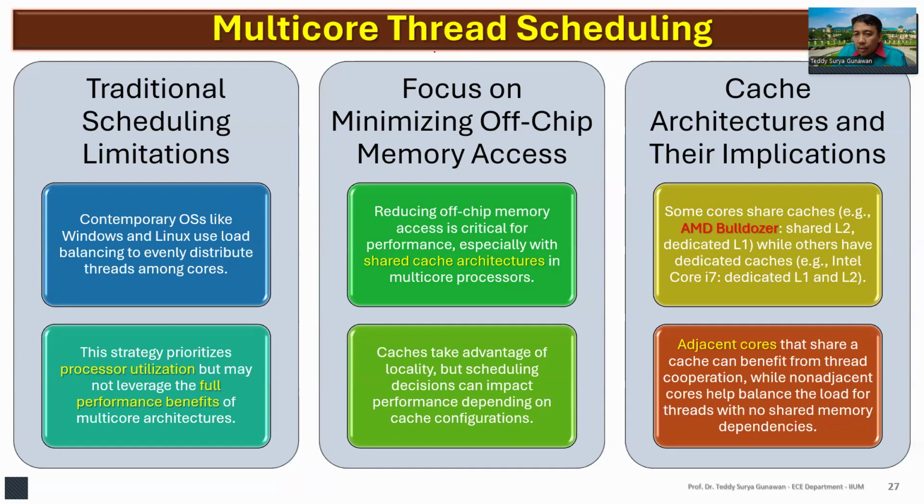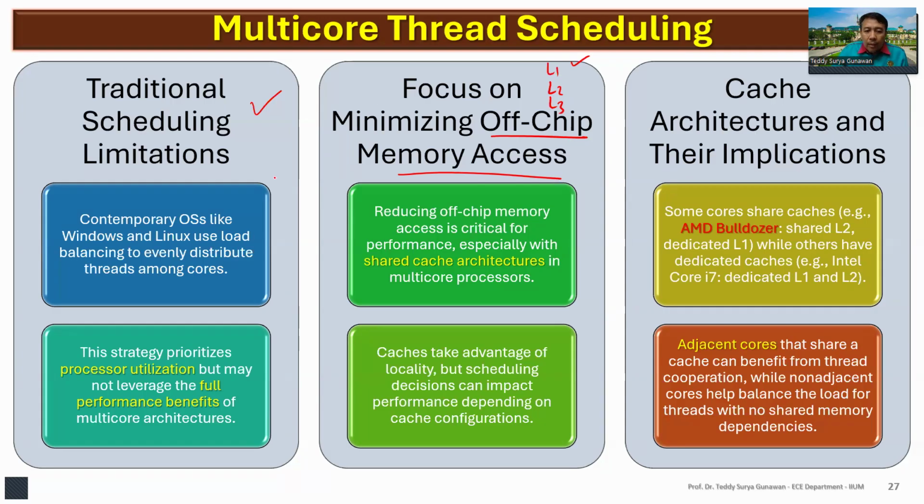Okay, then we have another issue. This is the last section: multi-core thread scheduling. So we have traditional scheduling limitations, and we need to focus on minimizing off-chip memory access. Let's see what it means, because we have L1. We need to really utilize the concept of cache memory. If it is on the L1 cache, then we need to fully utilize the L1 cache, whatever the size is, L2, L3, and so on. And this is further complicated by the architecture differences between Intel and AMD.